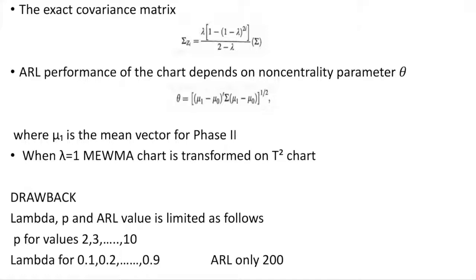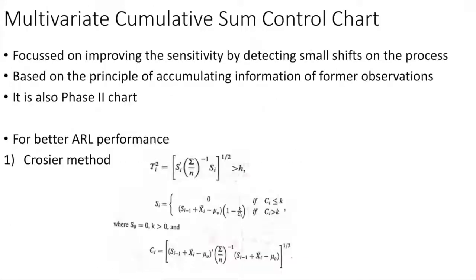Even for this chart, one of the main problems is calculating the h or UCL value, and the other ones are finding the values for lambda, p and ARL. As we can see, there are only limited values we can go for. For p we can go from 2 to 10, for lambda we usually go from 0 to 1, and most significantly we use 0.1, and for ARL we have only one value, 200.